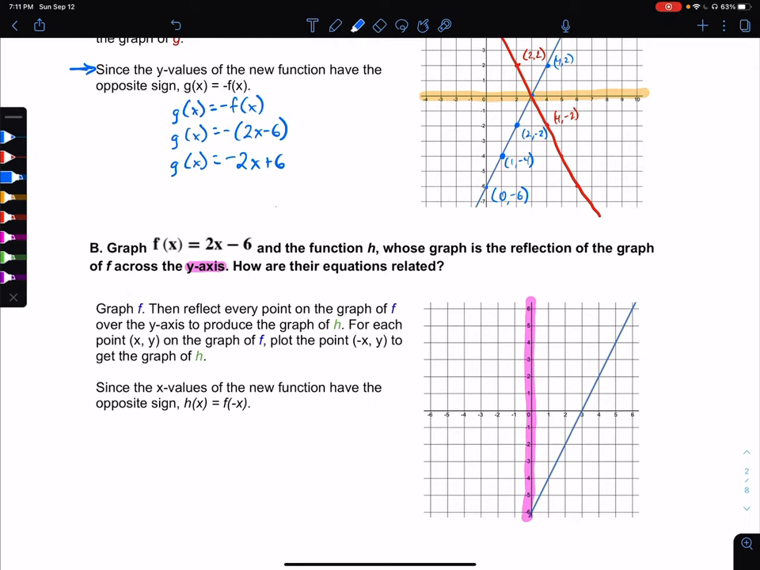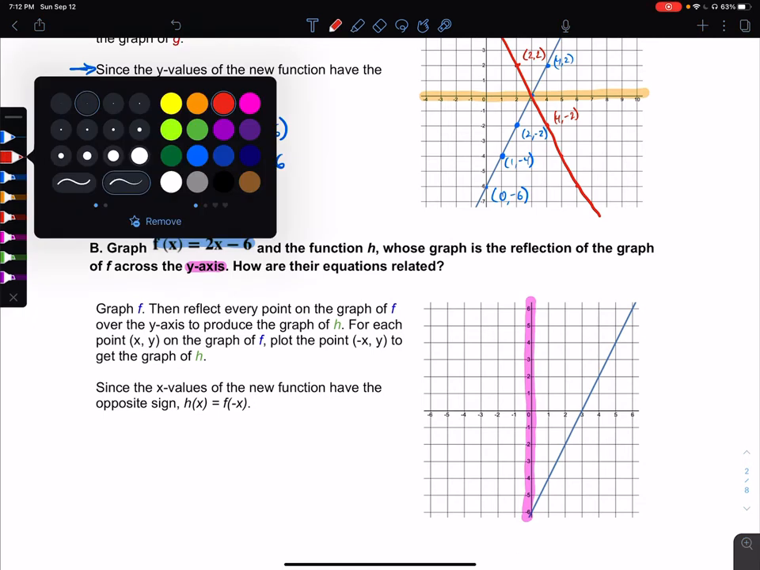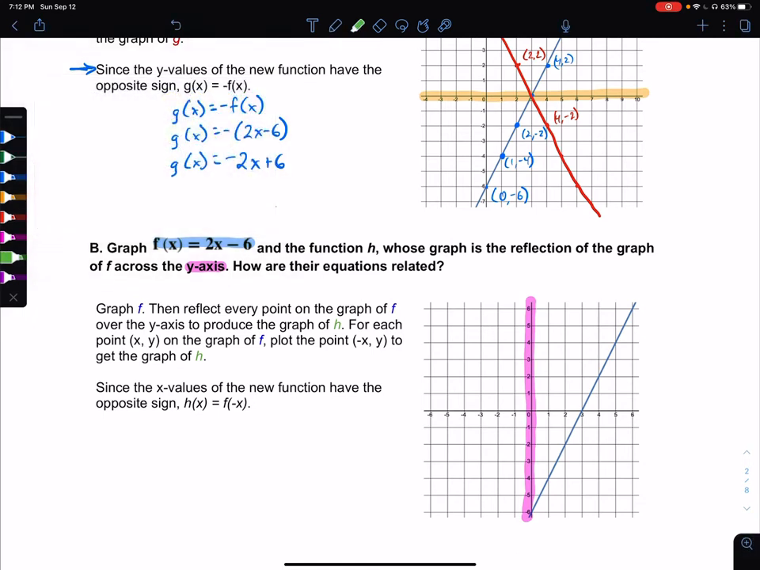So f of x equals 2x minus 6. That's the same one. We're still going to keep that in blue. And h, let's write h in green this time. So h will be in green. So what I'm going to do is take any of my points, and I'm going to reflect them across the y-axis. So I'm going to pick this point here, (1, negative 4). And that's going to get reflected across the y-axis to the left. So that (1, negative 4) is going to become, let me make sure I put this in the right spot, (negative 1, 4). That's supposed to be in green.